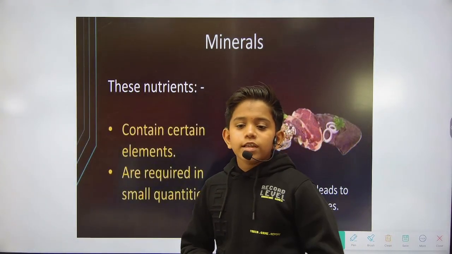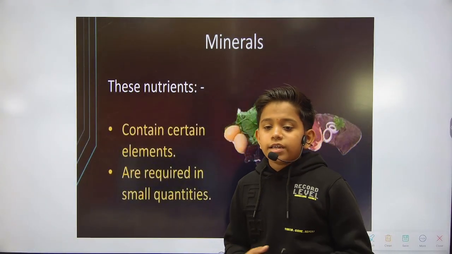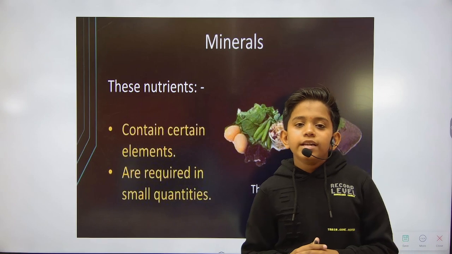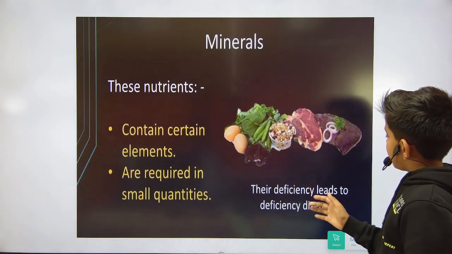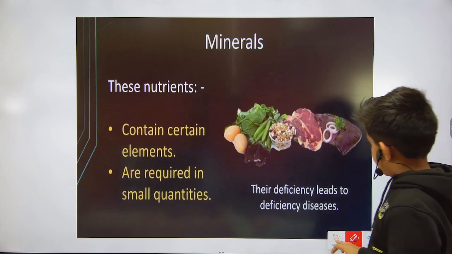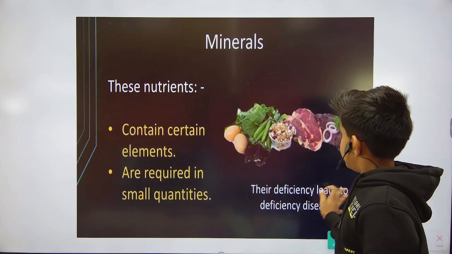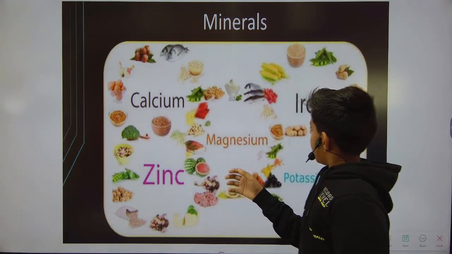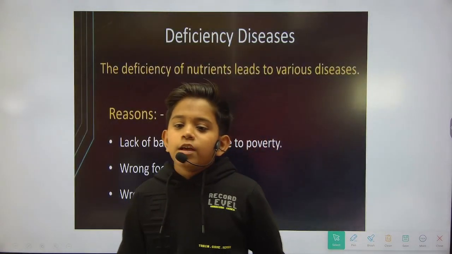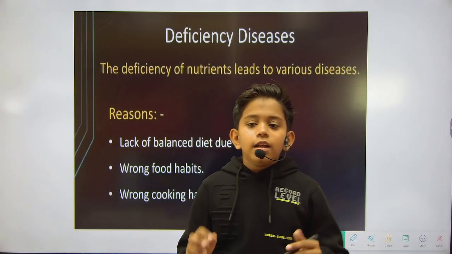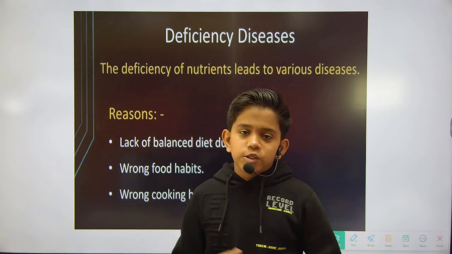Minerals. These nutrients contain certain elements that are required in small quantities. Their deficiency leads to deficiency diseases. Next, minerals: calcium, magnesium, iron, potassium, zinc are the types of minerals. Now, what are the deficiency diseases? The deficiency of nutrients leads to deficiency diseases.